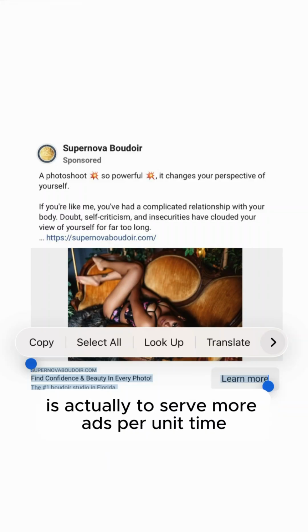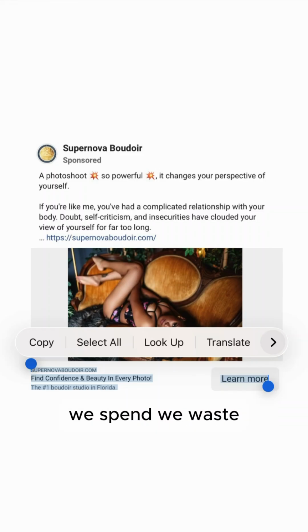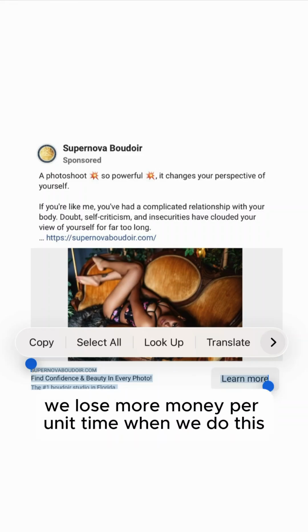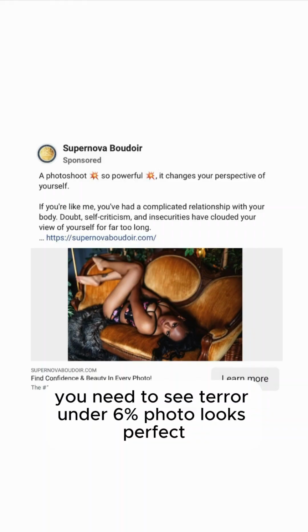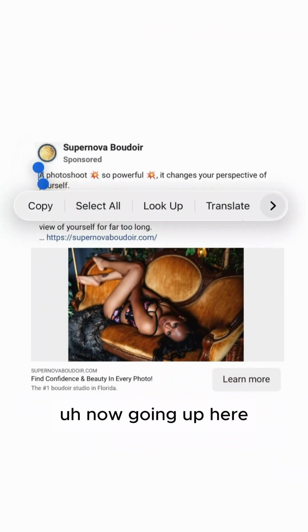Now, what Facebook gets is actually to serve more ads per unit time. So Facebook makes more money per unit time. We waste, we lose more money per unit time when we do this. And this is pulling our unique CTR under 6%. Photo looks perfect. Now, going up here.